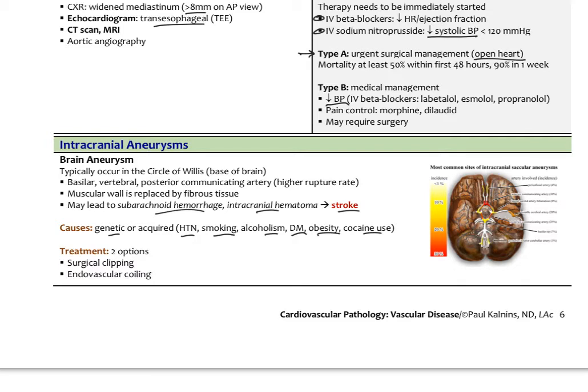Two treatment options. One is called surgical clipping, and the other is called endovascular coiling. We put a little coil in there to keep it open. So these are basically neurosurgery techniques to treat that. Okay, so that's a bit on aneurysms and aortic dissection.